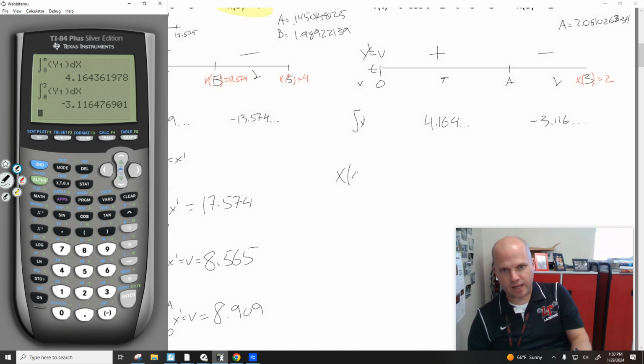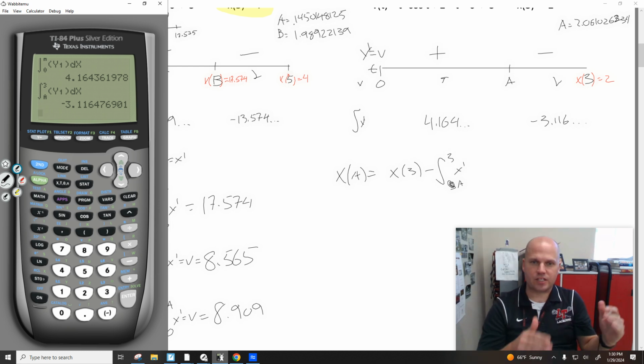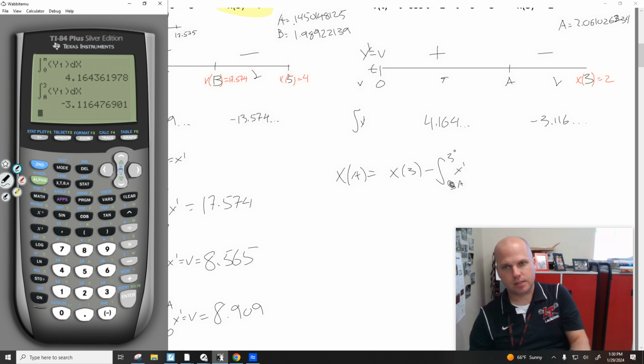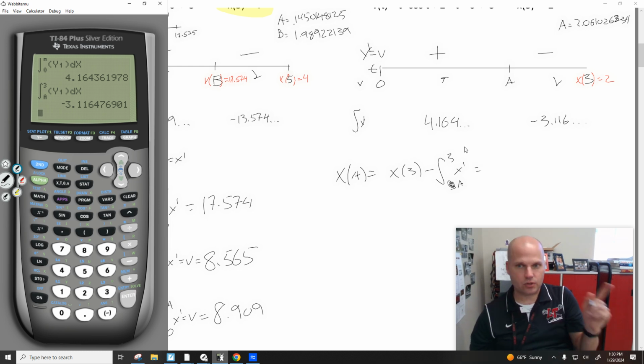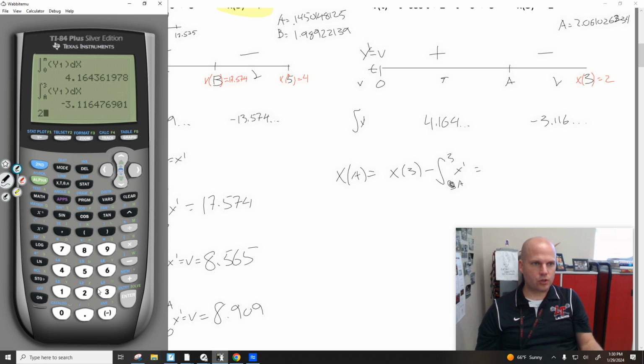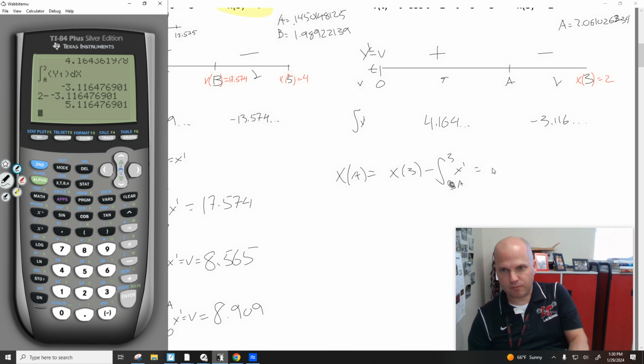Let's make sure we understand it. My position at time A equals my position at time 3 minus the accumulation from A to 3. If you want to do it the other way, where X of 3 equals X of A plus, I feel like most students understood it last year the other way. So 2 minus that. I must come from a position of 5.116 so that my position decreases to end there.